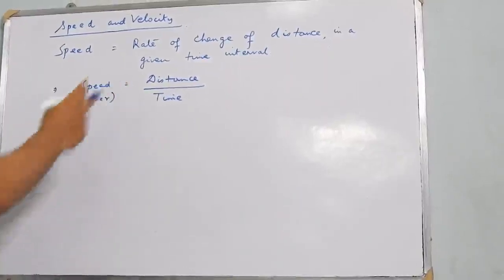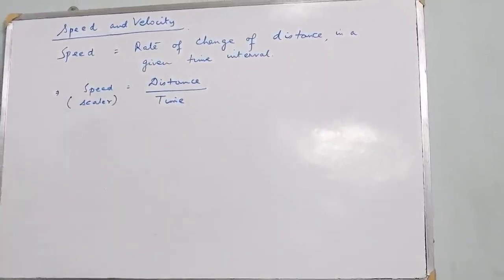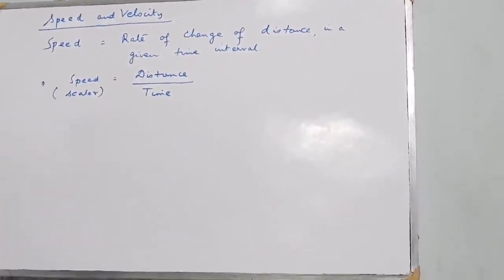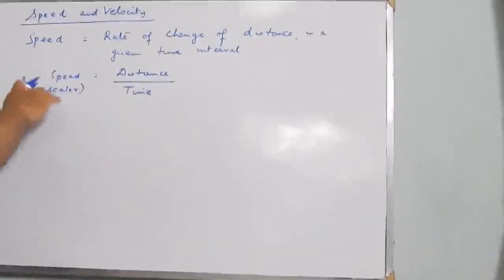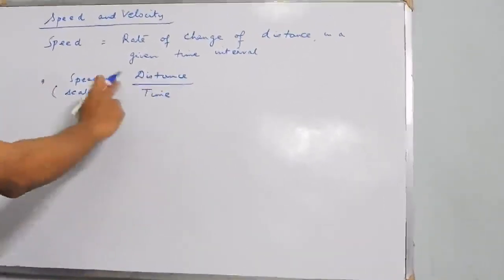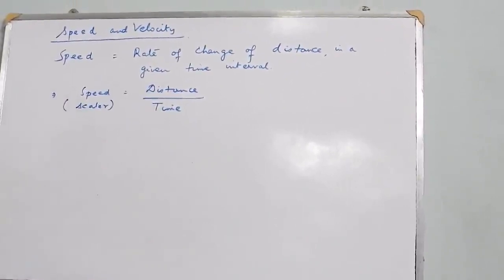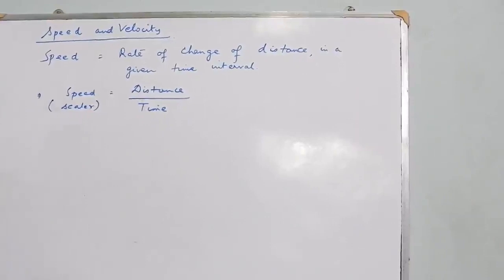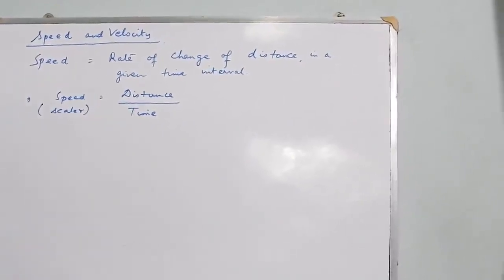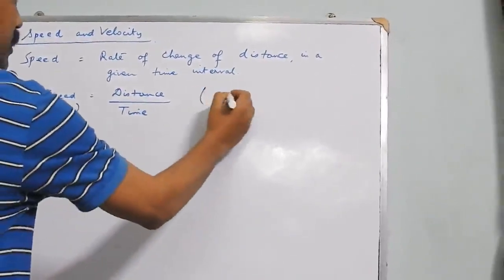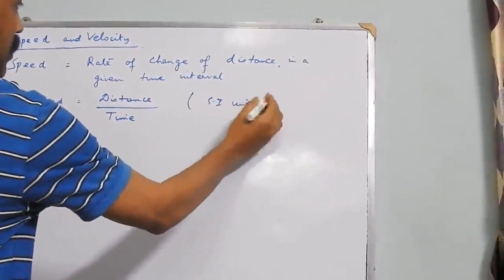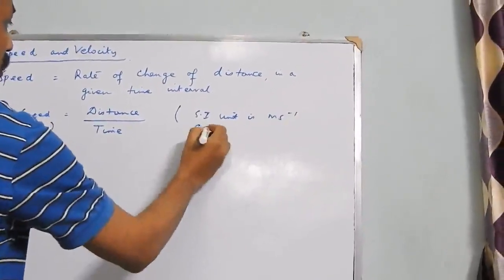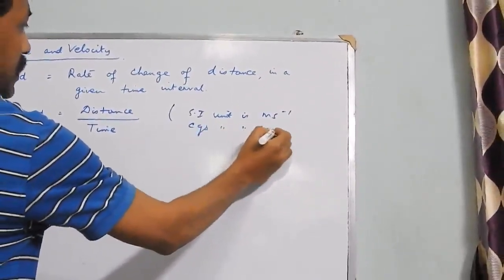Mathematically, you can say that the speed is the distance travelled in 1 second. If time is 1 second, then the corresponding distance travelled and the value of speed will remain same, because if time is 1, speed is equal to distance. So speed can be referred to as distance travelled in a given unit time interval. Obviously, the SI unit of speed is meter per second and the CGS unit is centimeter per second.